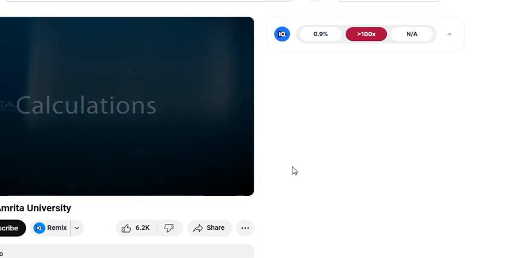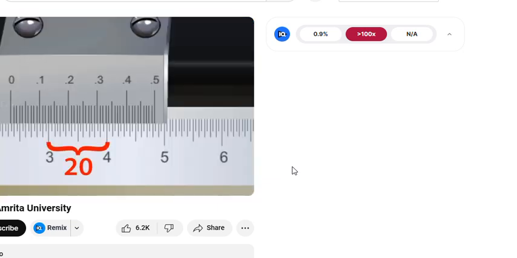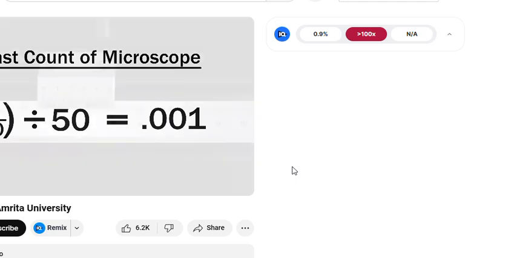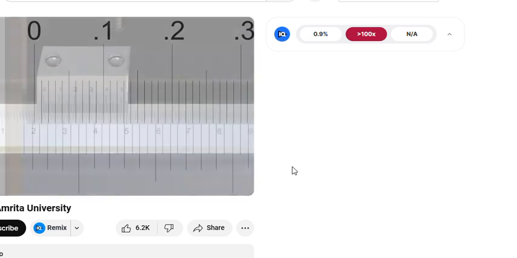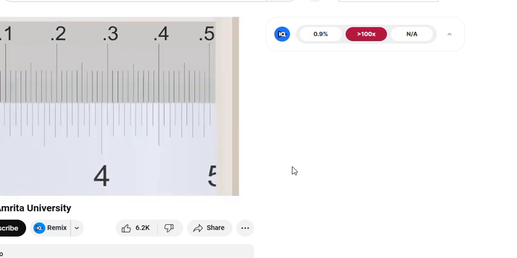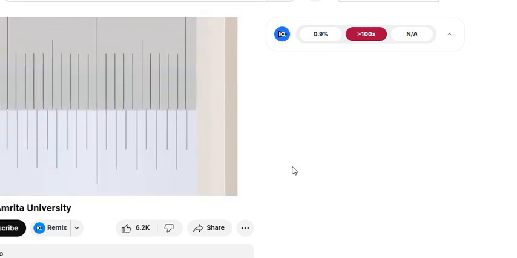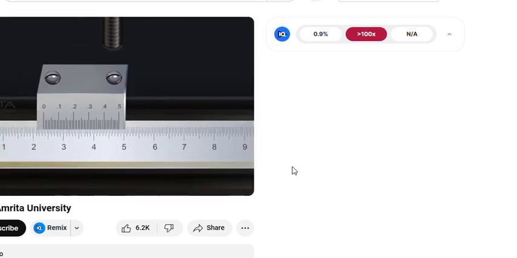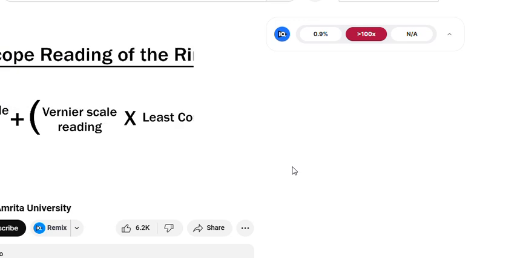Calculations. The main scale has 20 divisions in between 2 cm readings, and the vernier scale has 50 total divisions. So the least count of the microscope is (1/20) divided by 50, which is equal to 0.001. Take the reading of the main scale just before the zeroth position of the vernier scale. Only one line of the vernier scale will coincide with the main scale. Take the reading of that point from the vernier scale. So the reading can be calculated as main scale reading plus the product of vernier scale reading and least count.